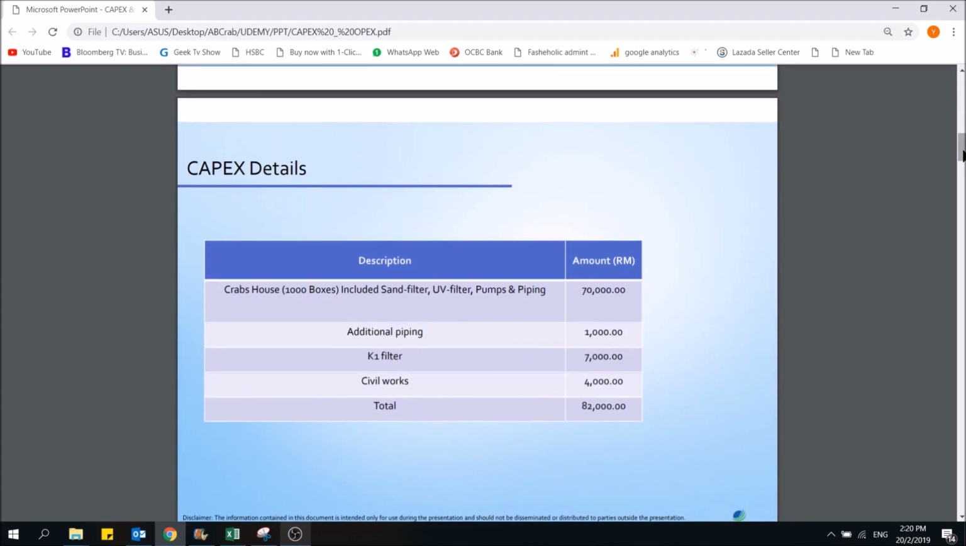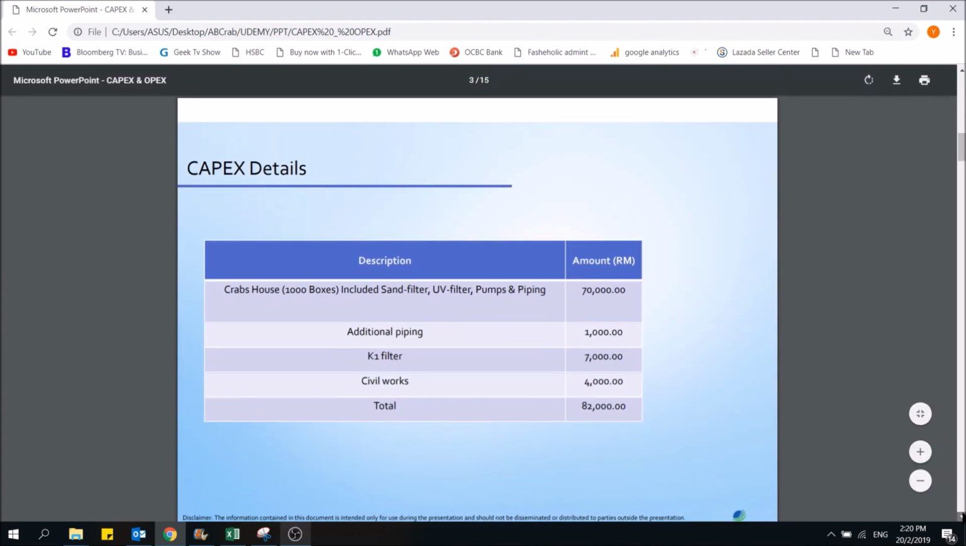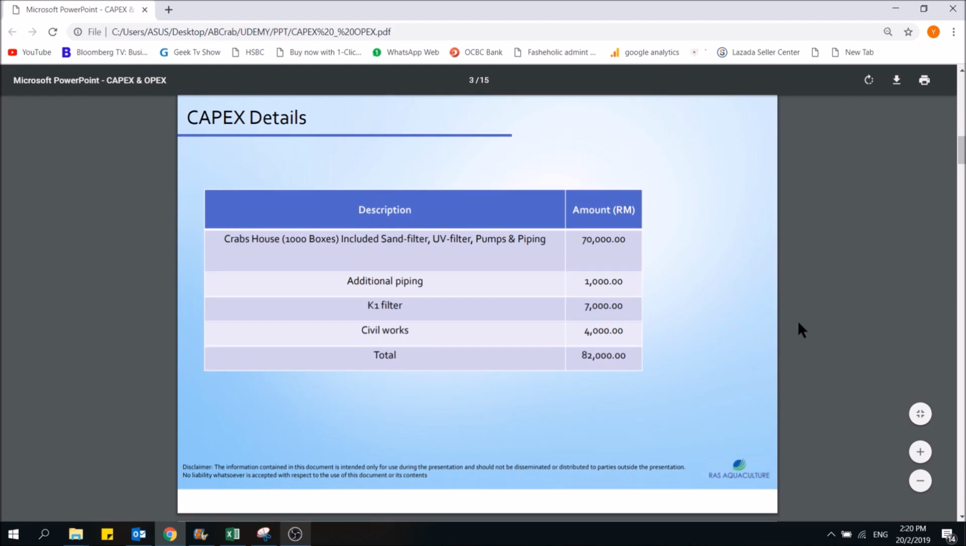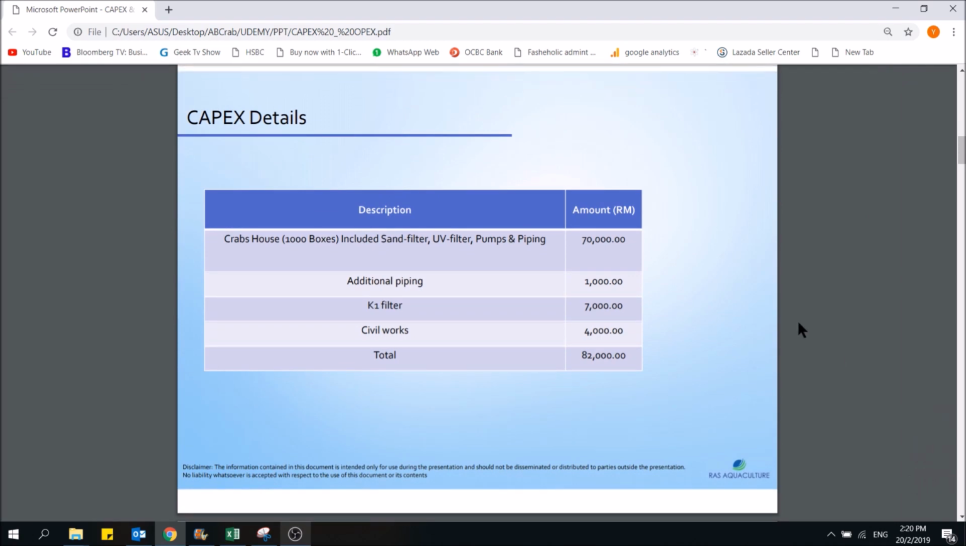So for us, how much do we actually spend on building up the system? This is our initial capital cost details. All of the crab houses, sand filter, UV filter, pumps and piping were from a Chinese manufacturer, and the price to get it onto our doorstep was about 70,000 ringgit. Note that we are working in ringgit Malaysia, so do your appropriate conversions for your individual countries. We spent about 1,000 ringgit on piping, and the K1 filter on our system was about 7,000 ringgit. In total, civil works cost about 4,000, which brings us to about 82,000 ringgit. That is slightly above 20,000 US dollars.